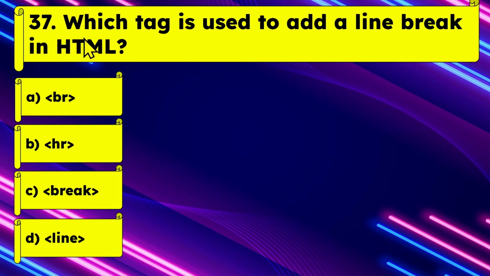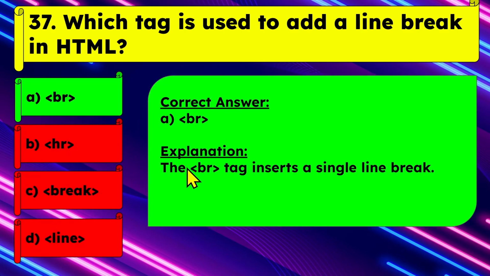Our next question is, which tag is used to add a line break in HTML? Option A BR tag, option B HR tag, option C break tag, or option D line tag. So here the correct answer will be BR tag. As you can see, the BR tag inserts a single line break.